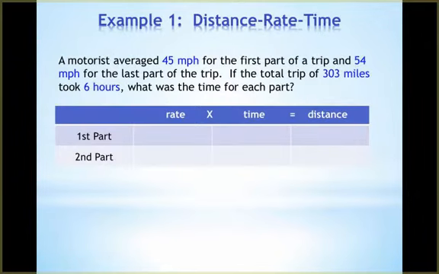A motorist averaged 45 miles per hour for the first part of a trip and 54 miles per hour for the last part of a trip. If the total trip was 303 miles and it took 6 hours, what was the time for each part?